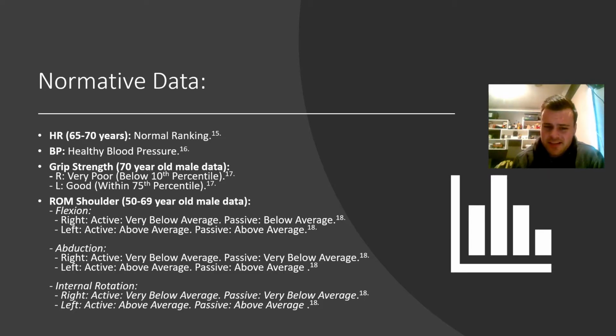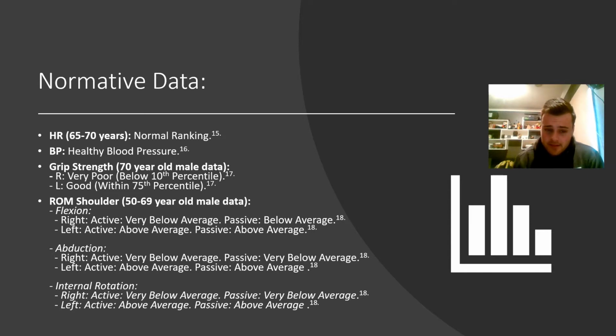So his heart rate was considered normal, his blood pressure was considered normal, his grip strength on his left side was considered good, but on his right side it was considered very poor. The range of motion within his shoulder, so when he was undertaking flexion, actively on his right side was very below average and passively below average. His left side actively was above average and passively was also above average. When we did abduction, his right side actively was very below average and passively very below average as well. Left actively above average and passively above average.